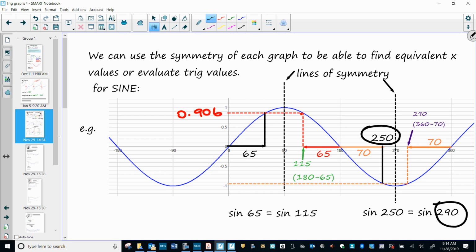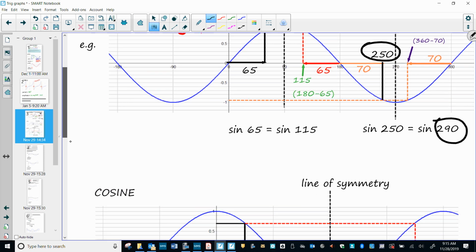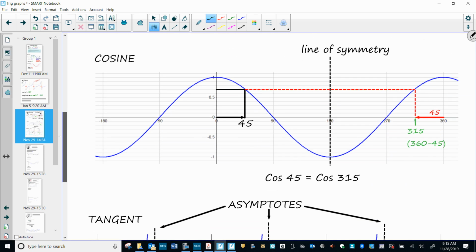Okay? So here, for this one, we can say that sine 65 is equal to sine 115, and sine 250 would be equal to sine 290. Okay? It's just using symmetry, not on your calculator. Cosine's a little bit easier because there's just one line of symmetry. It's smack bang through the middle.